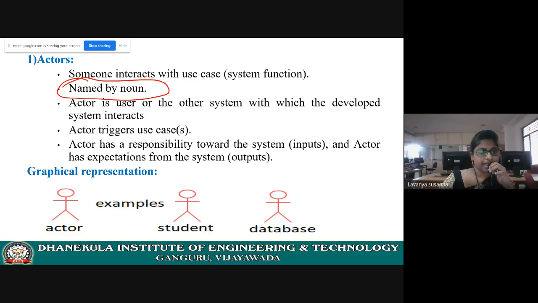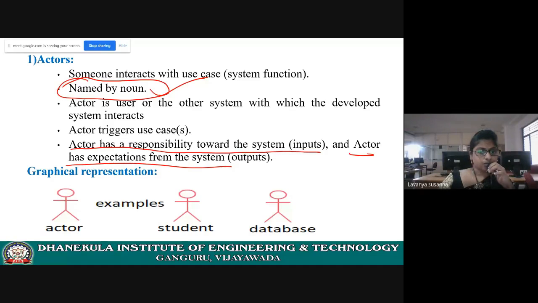Next, see how the names of actors must be specified. You need to use nouns only. Actors are responsible for giving inputs, and actors will expect some outputs from the system, that is, functionalities. Actors are those who interact with the system. An actor may be a person or an actor may be a system.